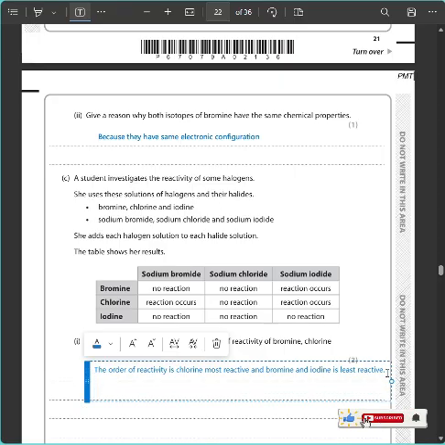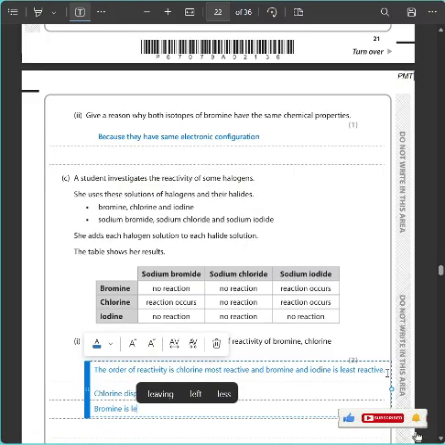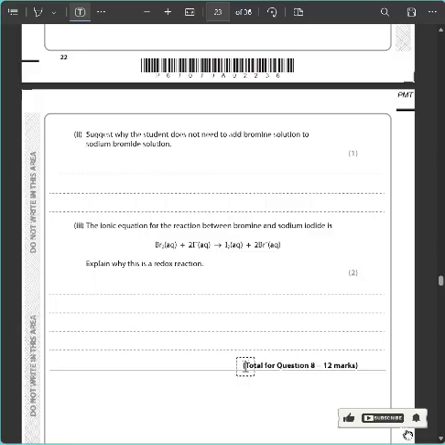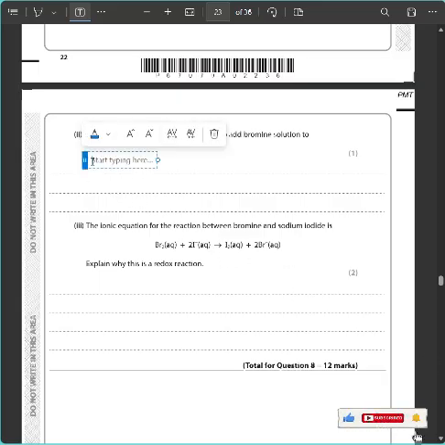And we should give the reason why chlorine is the most reactive and bromine and iodine are less reactive, because chlorine displaces both iodine and bromine. Bromine is less reactive because it only displaces iodine. Okay. Suggest why the student does not need to add bromine solution to sodium bromide solution. Because bromine cannot displace itself.